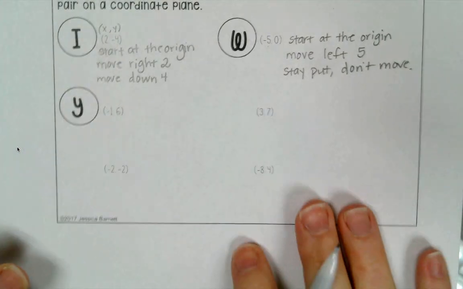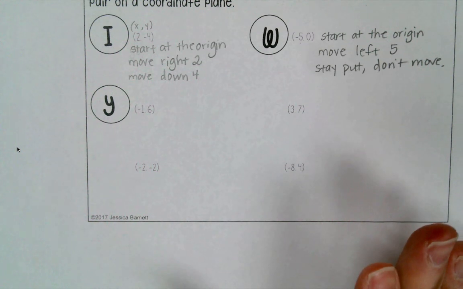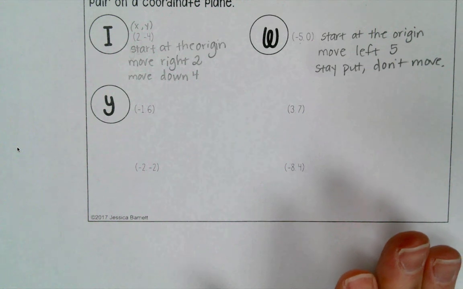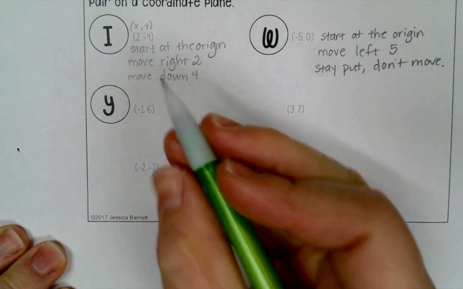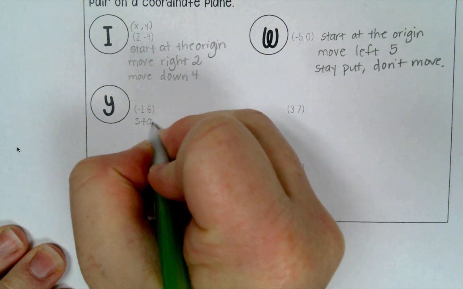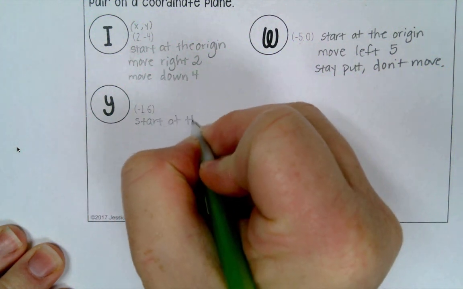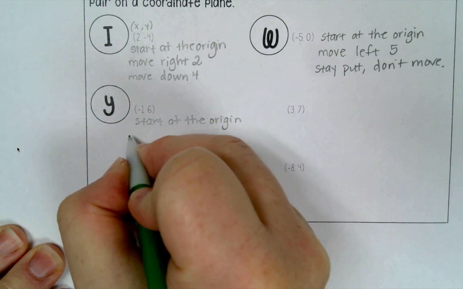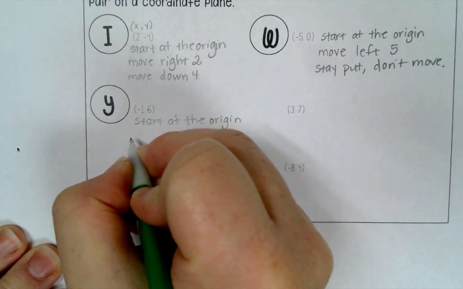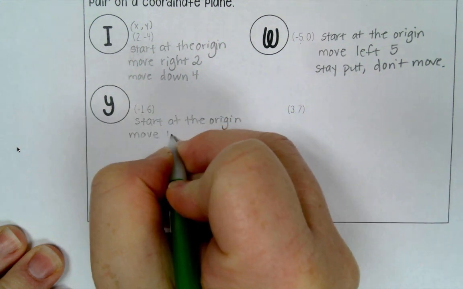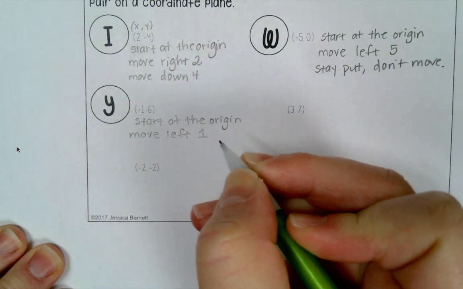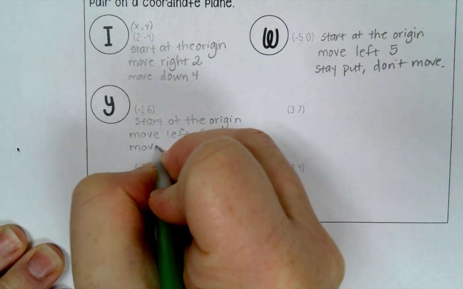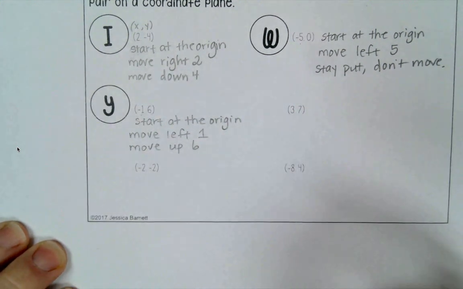So here's some you-dos, and I'm going to do these with you since for some of us this is new and there is some review. So I have negative 1, positive 6. So what are we going to do? Start at the origin. Now, we're going to negative 1. So we're going to move left 1. Then from there, I have positive 6. So we're going to move up 6. That's it.